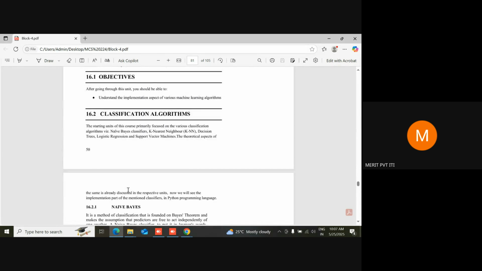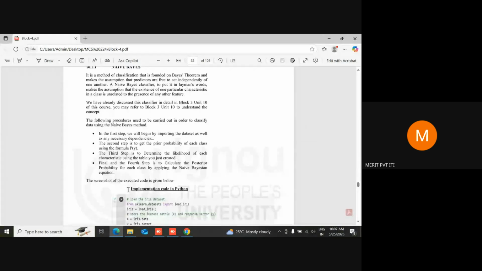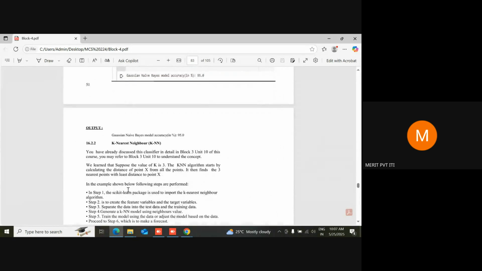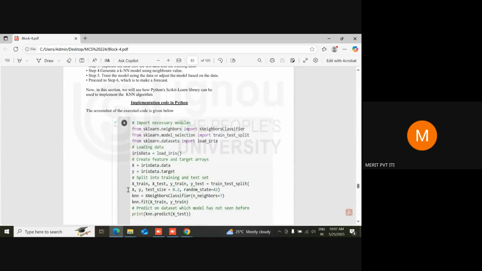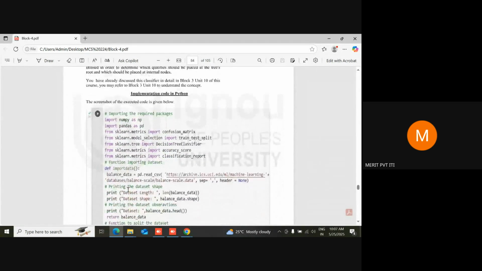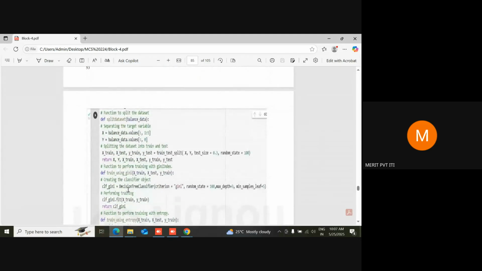Now you will see the software, which is this. This is the software for K nearest neighbor. The software is given for the decision tree implementation. This is the software for this. You can see this.